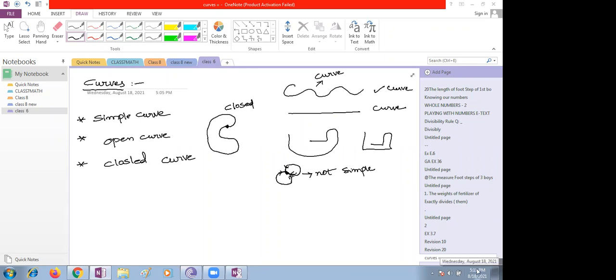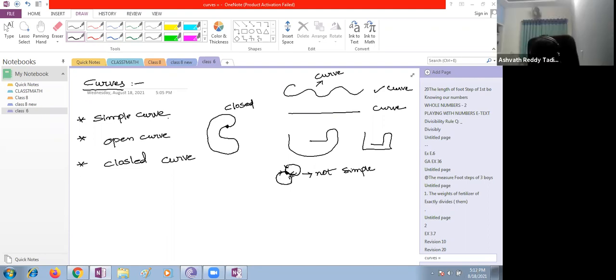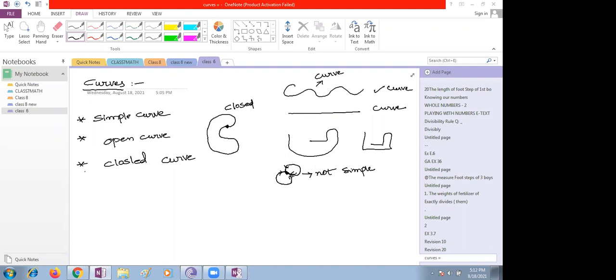Yes, there are different types of curves. We have simple curves, open curves, closed curves. What is the difference between these curves? Small points we have to write, children, with an example. Simple curves, they never cross itself, children.